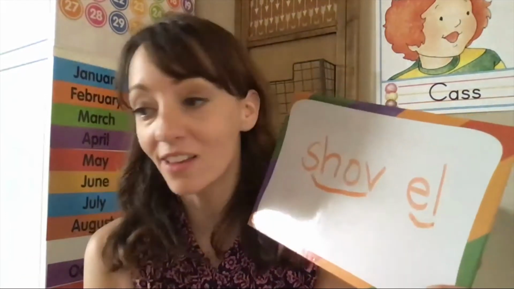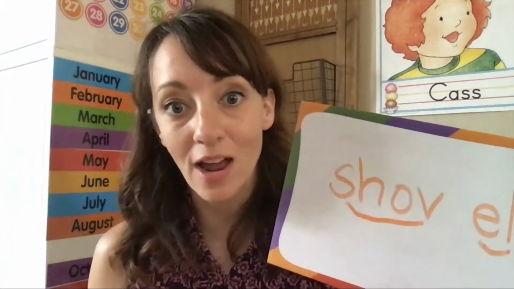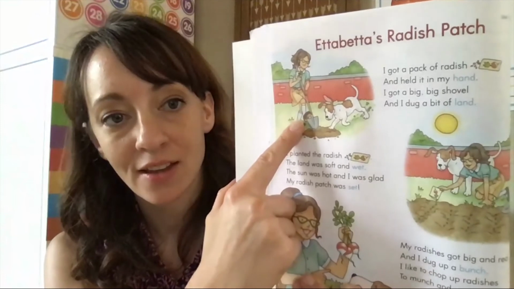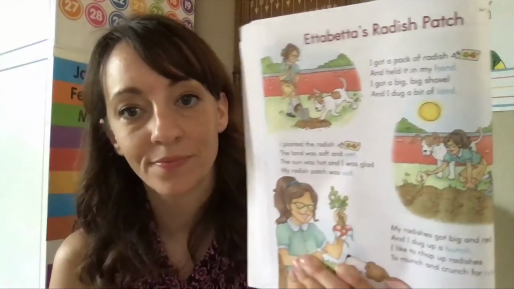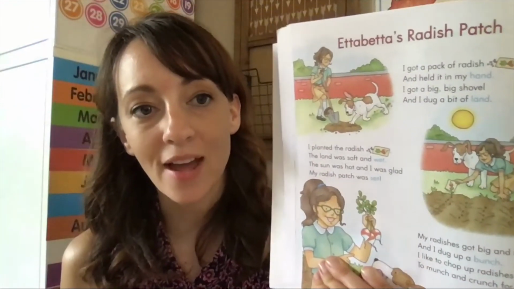Go ahead and look on your picture of Etta Betta's Radish Patch. Can you see a shovel? There it is. And here's the word shovel. Etta Betta has a shovel. I wonder what she's digging with her shovel. Can you show me digging with your shovel? Good digging. Let's look at the next word.